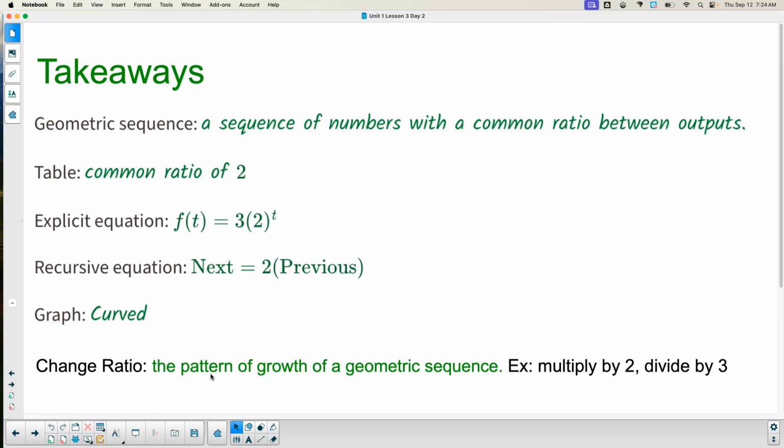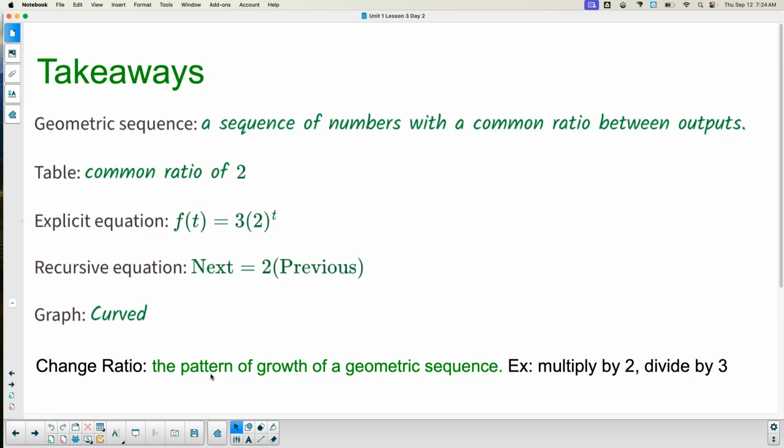The explicit equation that we found from yesterday's notes is written right there. F of t equals 3 times 2 to the t power. Okay, that's the explicit one. We can use that one, remember, to find any term in our sequence. The recursive equation is going to equal the next term is twice the previous term, or next equals 2 times last, or something along that. That's the recursive equation. We're multiplying by 2 is the recursive thinking. We're multiplying by 2 to get the next term.